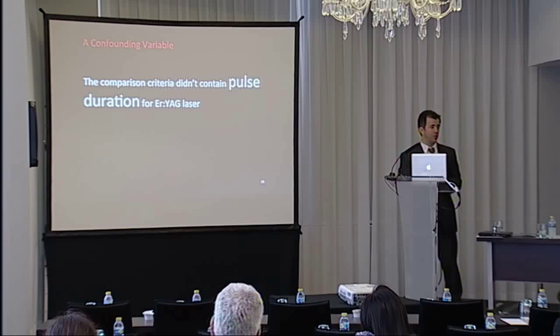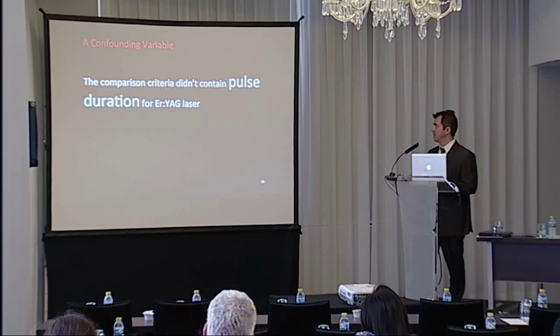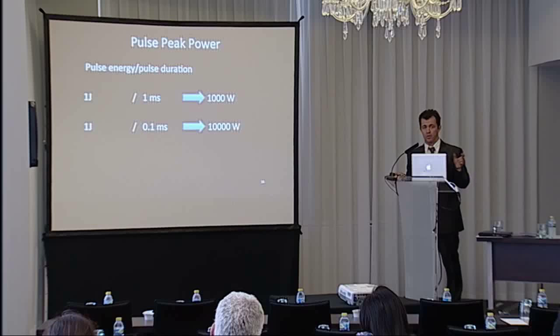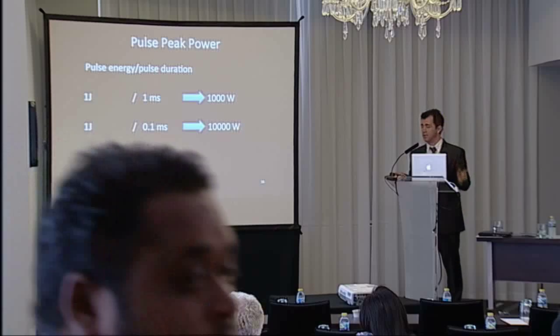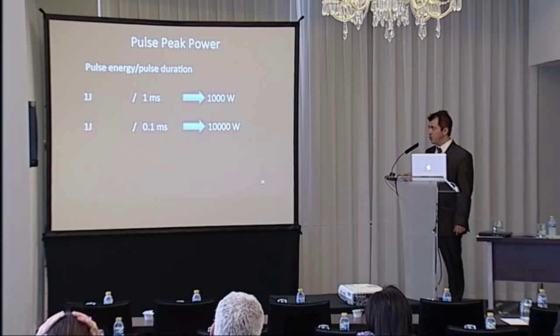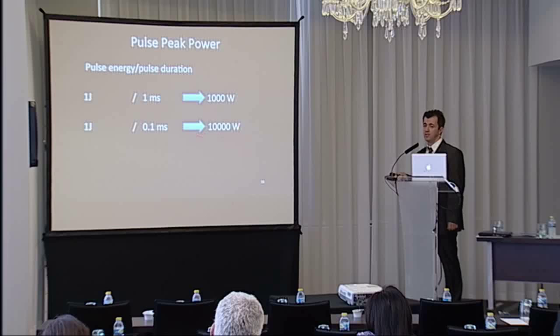that they don't measure the pulse duration. And the pulse duration is very important. They only say, okay, we apply 1 joule from diode laser and 1 joule from, let's say, erbium-YAG laser. And they forget that there is something called pulse duration, which produces the pulse peak power. Like if we apply 1 joule from erbium-YAG laser with 1 millisecond pulse duration, because we know that some lasers consist of pulses, then we get 1,000 watts. If we apply 1 joule per 0.1 milliseconds, we'll get 10,000 watts.